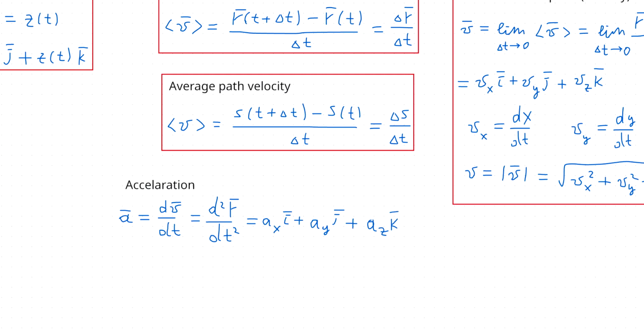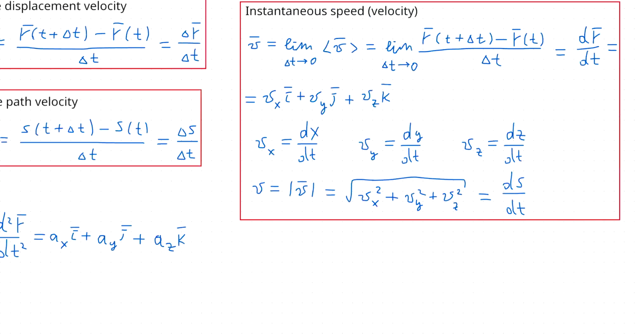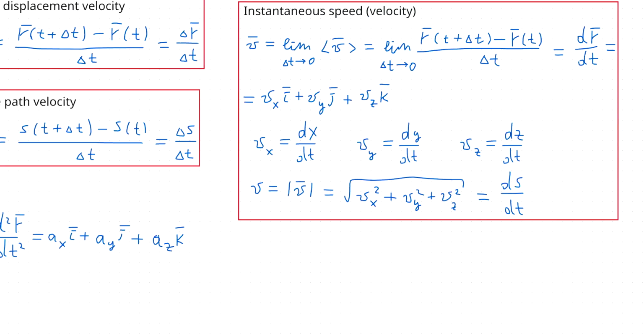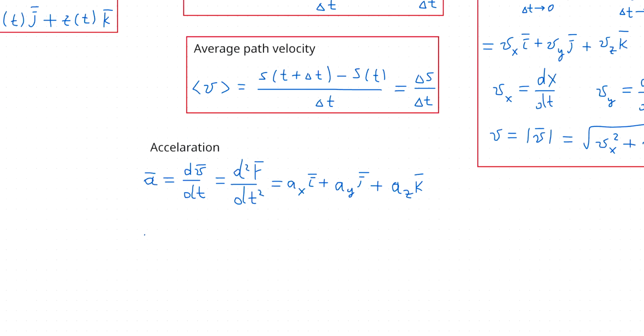And what does it mean? If we look here, Vx, Vy, and Vz are derivatives of coordinates, and in the same way, ax is a derivative of the component Vx. And this is the same as the second derivative of coordinate x. And the same formula may be written for y and z.